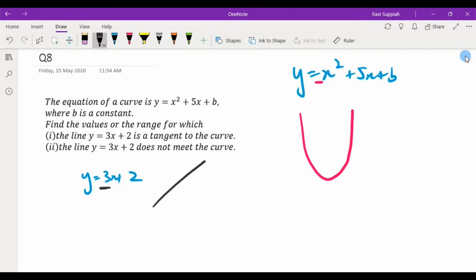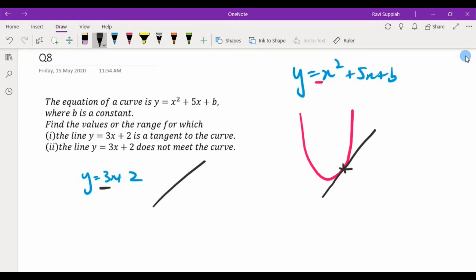Correct? So for this line to be a tangent to the curve, when you say it's a tangent, it means that it touches the curve at exactly one point, correct? Now for this line to be a tangent to this curve, we can expect the line to be somewhere around here. So it touches the curve at one particular point here. Now, where it touches the curve, at that point the gradient of the curve will match the gradient of the straight line.